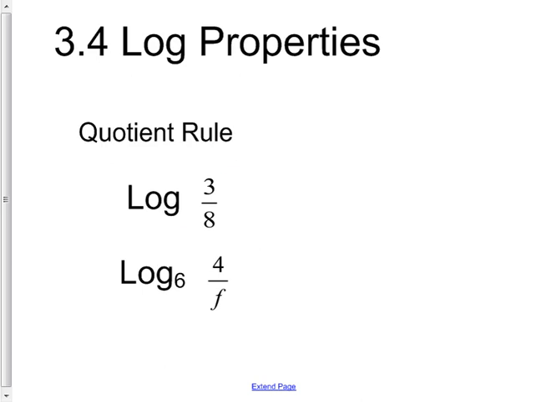Moving on. The quotient rule. Quotient means divide. Anytime you have a divide, you can break it into, what do you think? You think it's going to be plus again? That wouldn't make sense. Subtract. You got it. Log 3 minus log 8. Again, that's not what we do with normal math. It doesn't follow the normal rules.